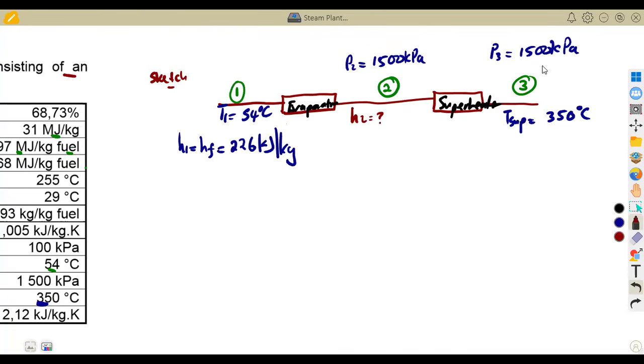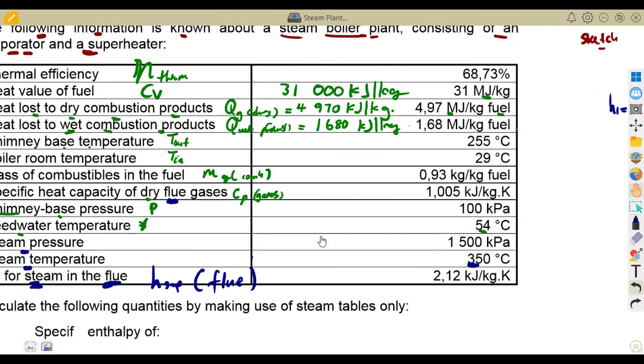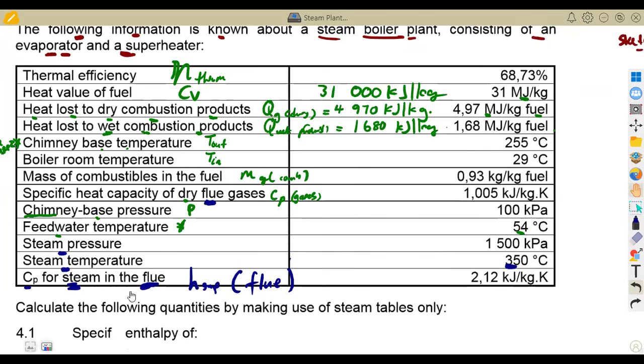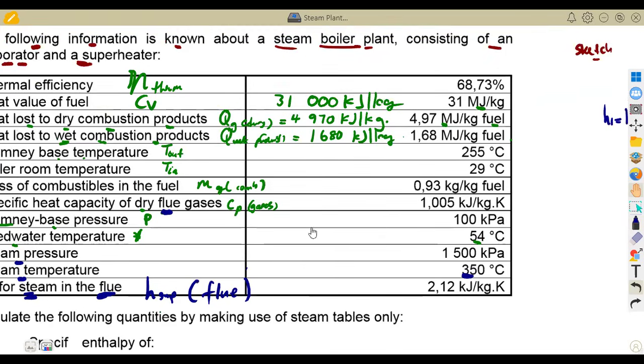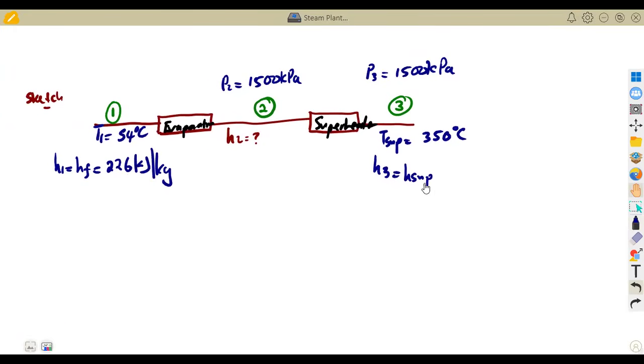All right. Then for this one, our H3 is going to be, remember, for the superheated steam. So our H3 is H sup. So you are wondering how it is that here we are not given the specific heat capacity for the steam. Remember, I said this was the specific heat capacity for steam in the flue. This is not the specific heat capacity that we use here for water. This is the water, and remember, it is feed water entering.